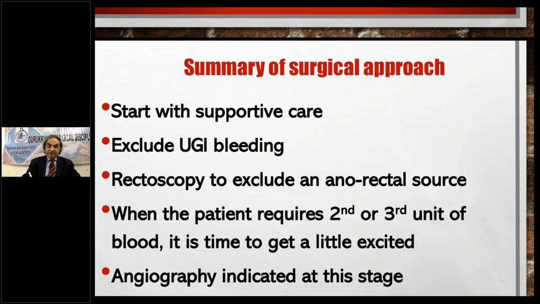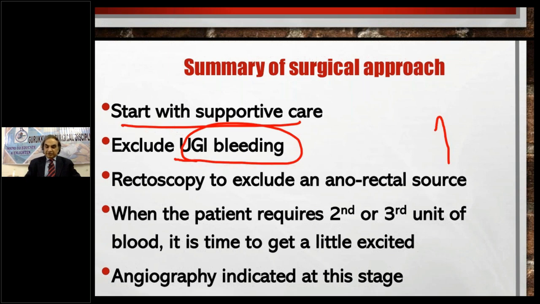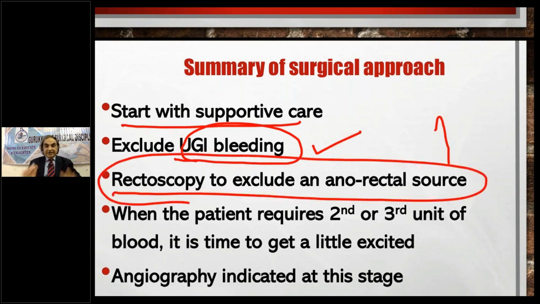Supportive care. Start with the supportive care. Exclude upper GI bleeding. How do you exclude it? By doing what is visible, and upper GI endoscopy can exclude upper GI bleeding. Rectoscopy to exclude an anorectal source. These are steps you must follow. How do you exclude it? Put in a nasogastric tube. Blood is not coming. That's a crude method, and you can lavage it, or you can do an upper GI endoscopy, which is easily done. When you're doing colonoscopy, upper GI can be done. Then do a rectoscopy. This is clinical.